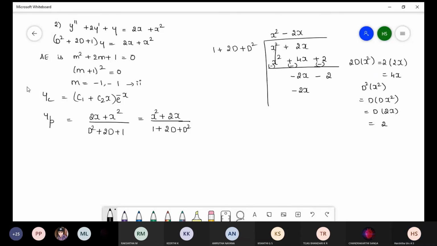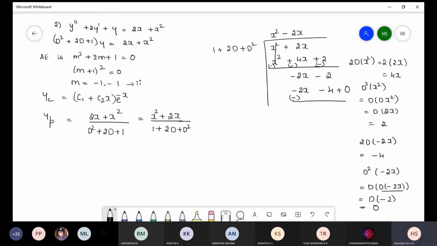Next, 2d into minus 2x. The differentiation of x is 1, so minus 4. Here I write minus 4. Double differentiation of minus 2x, that is d square into minus 2x: the first differentiation we get is minus 2, and the differentiation of the constant term is 0. So here I write 0. Change the sign.